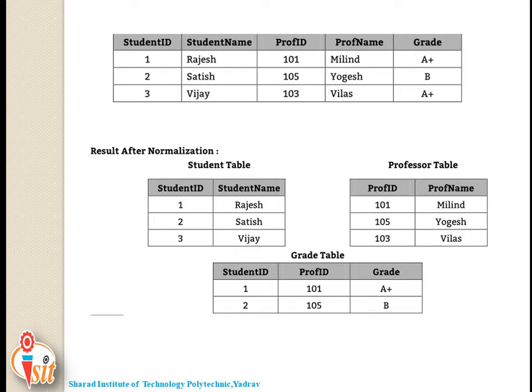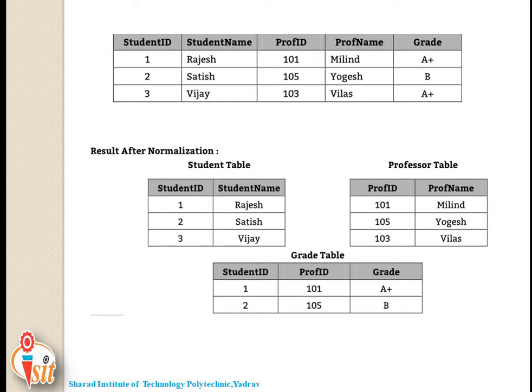Here one example is given. A university uses the following relation. They create a table, student record, which includes various attributes like student ID, student name, professor ID, professor name, and grade. The first table is before the normalization. It is not a normalized table.